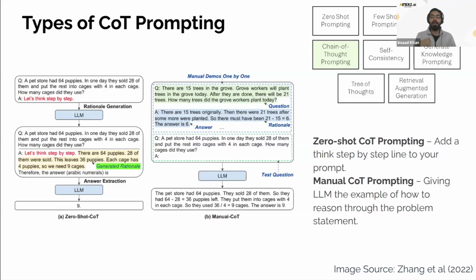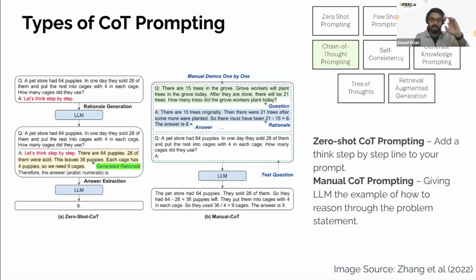So you give the LLM the example of how to reason through the problem statement. And this is what we already saw in the previous example, where we give the LLM not only the answer, but how to come up with that answer. And then the LLM basically uses that logic to come up with the answer when it is calculating, right? So you see examples here.